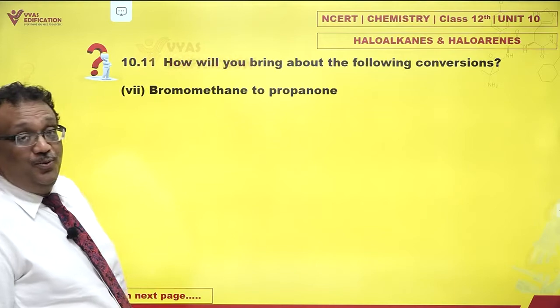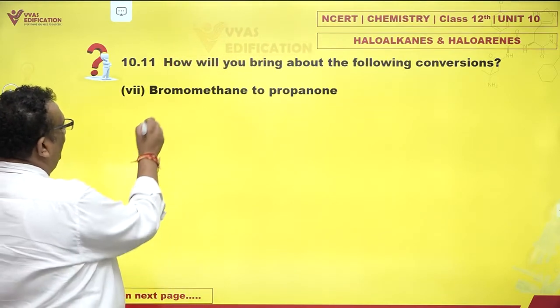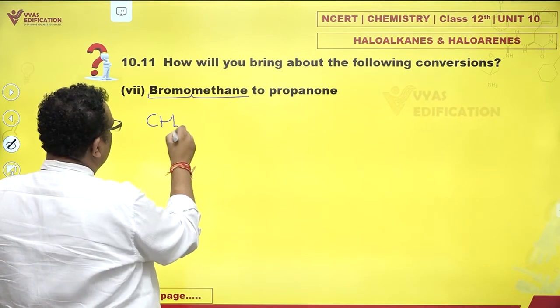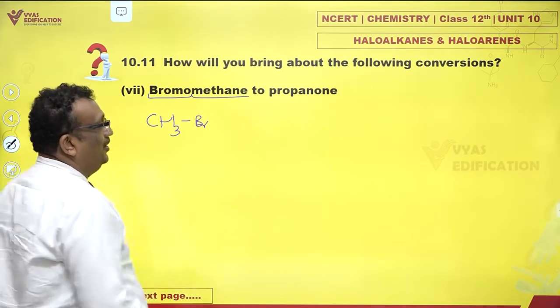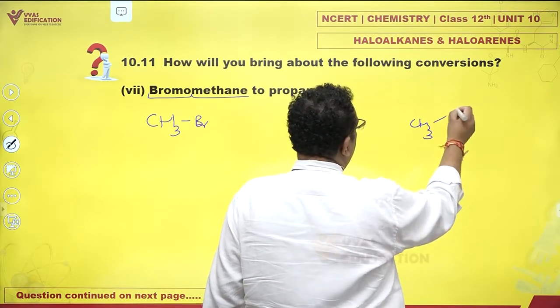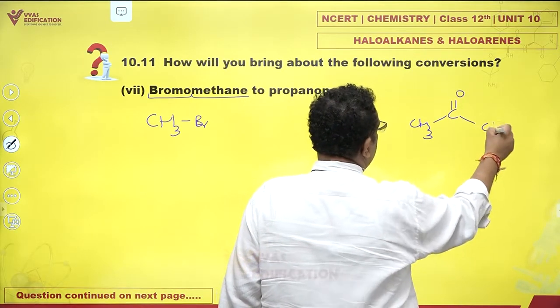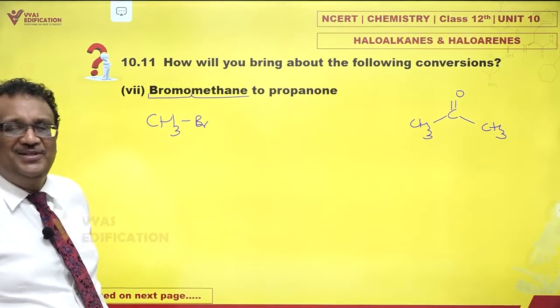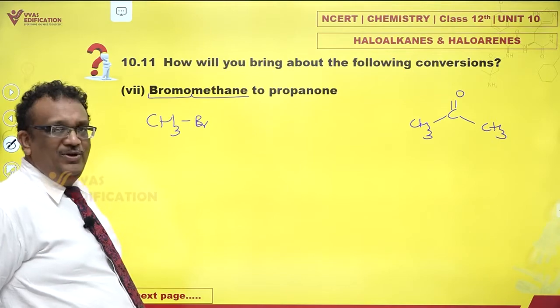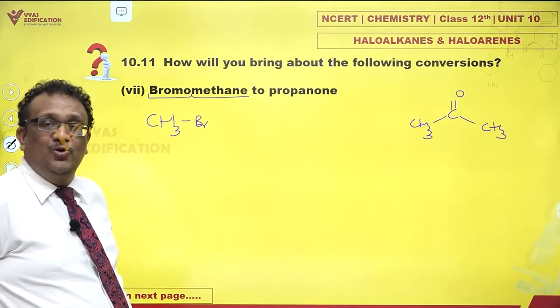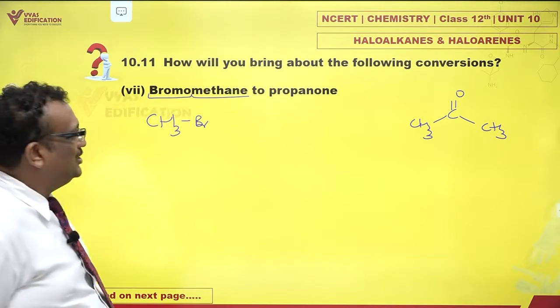Bromoethane goes to propanone. Now bromoethane, this is bromomethane, CH3Br. And we are supposed to make propanone, which is CH3COCH3. Now this sounds quite interesting. How should we do it? Where does this carbon go? What are the places it is going to connect to? Let's take a look and let's watch.